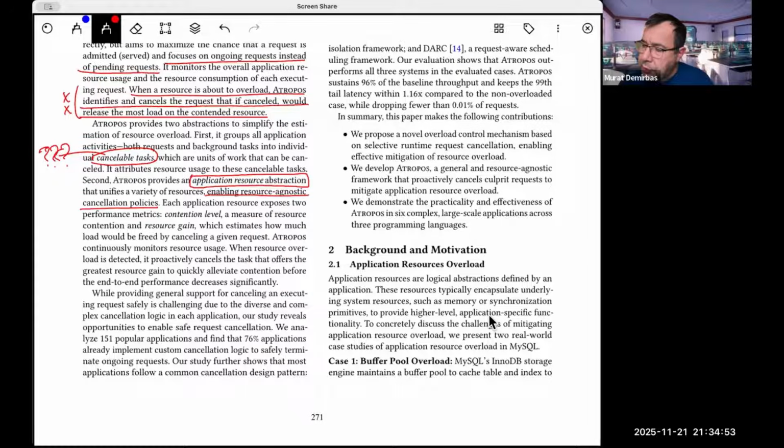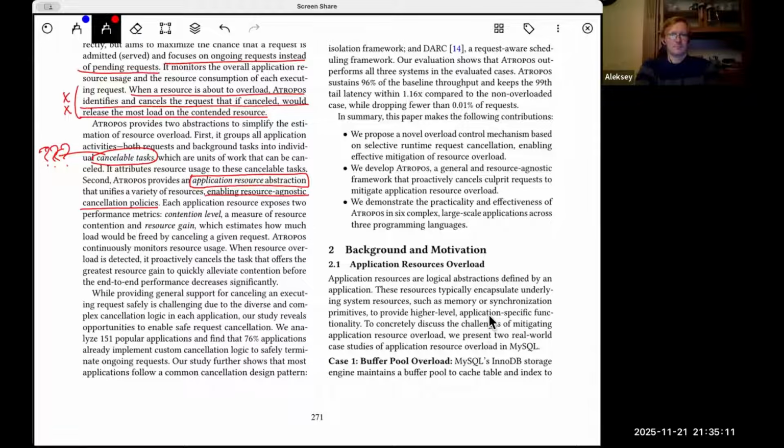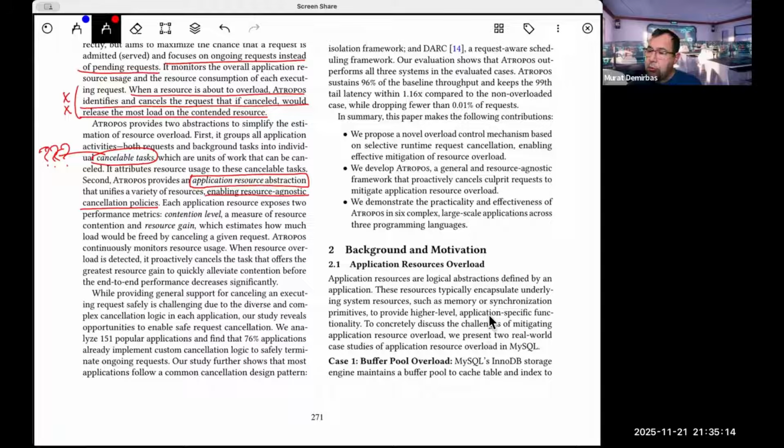Each application resource exposes two performance metrics. Interesting. Contention level, a measure of resource contention, and resource gain, which estimates how much load would be freed by canceling a given request. Atropos continuously monitors resource usage. When resource overload is detected, it proactively cancels the task that offers the greatest resource gain to quickly alleviate contention before end-to-end performance decreases significantly. Okay, we have just two things.